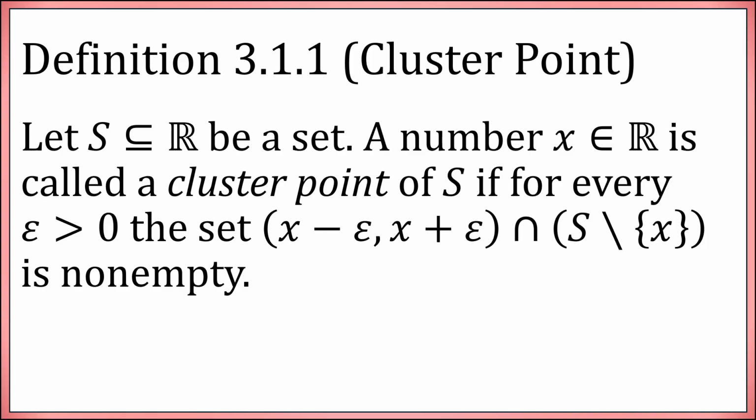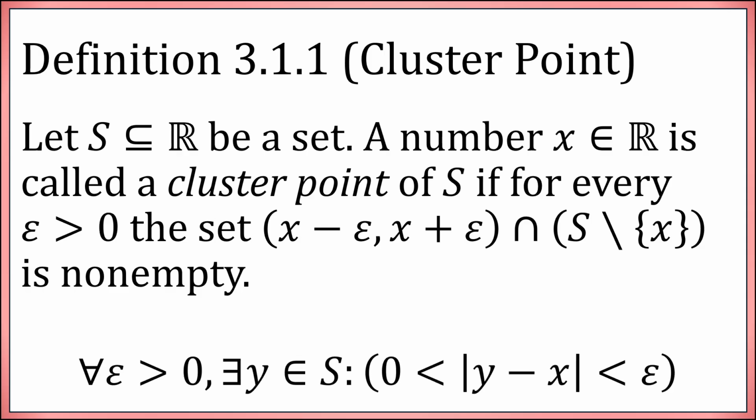Suppose S is a subset of the reals. A number x is called a cluster point of the set if, for every epsilon which is positive, the set, and now this is the interval x minus epsilon to x plus epsilon, in other words, all points whose distance to x is less than epsilon, intersect S minus x, is non-empty, meaning you have to have points that are within epsilon of x, that's being in that first interval, are in the set S, but are not the point x. So points close to x, not equal to x.